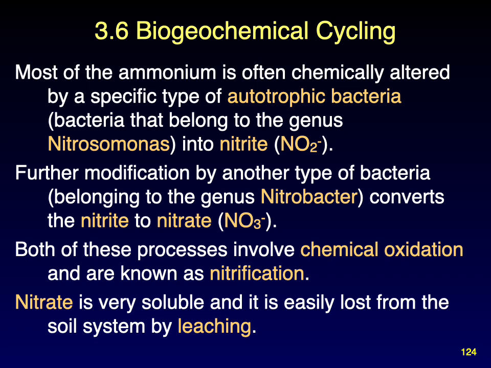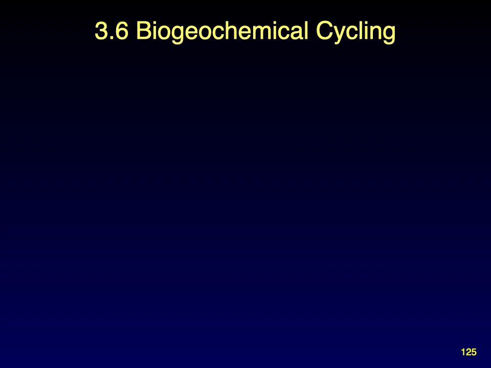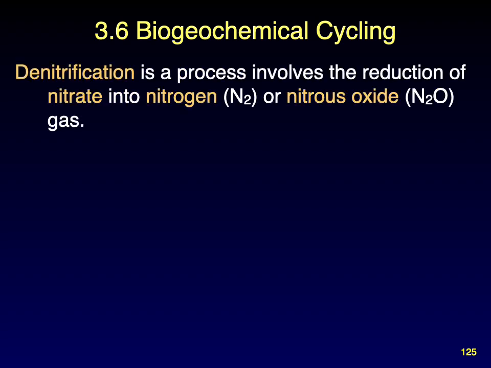Now, as I said, nitrate is not held by the clay micelles, so it's easily lost in the soil system by leaching, so water moving through the soil profile, and then it ends up in groundwater or in aquatic systems, streams and lakes. Now, nitrogen can also be lost by another set of bacteria that do something called denitrification. So this is a process where the nitrate is converted back into nitrogen gas or nitrous oxide gas, and it usually occurs in anaerobic environments, so waterlogged environments.